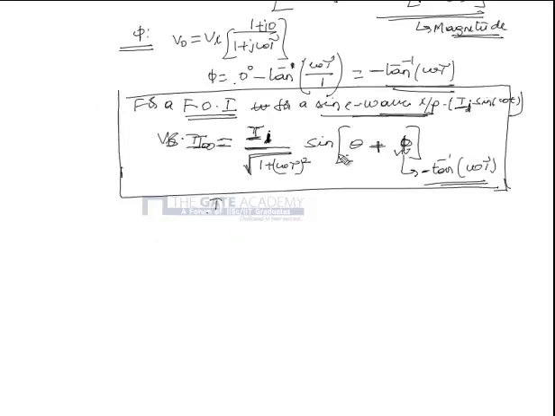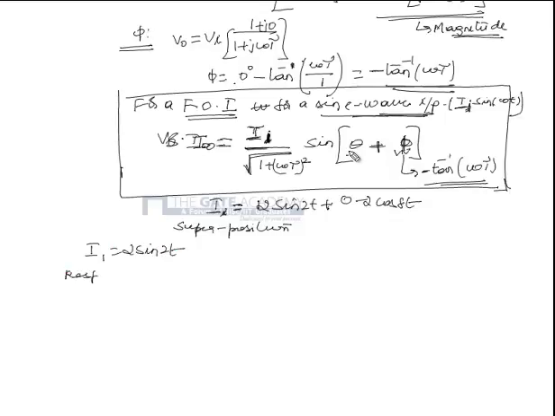Now the given input is 2 sin 2t plus 0.2 cos 8t. We are asked to find the response of a first order system for the given input. So we will use the principle of superposition. Let I1 equal 2 sin 2t. We will calculate the response for this input.